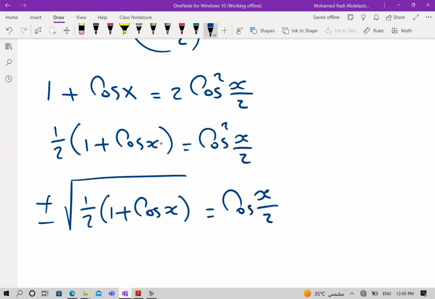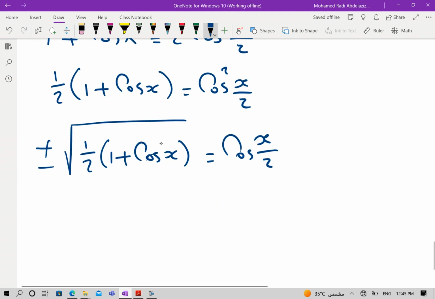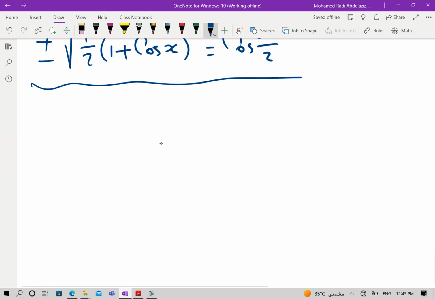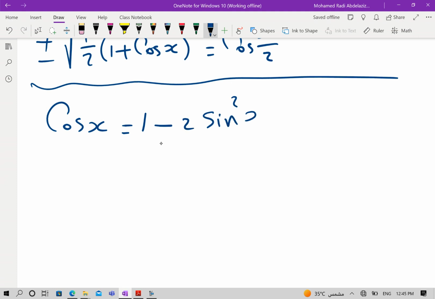So how to get cosine x over 2 if you have cosine x? Just substitute in this formula. I will repeat it again, but using the second equation. Again, cosine x is 1 minus 2 sine squared x over 2. How to get sine x over 2 as the subject?